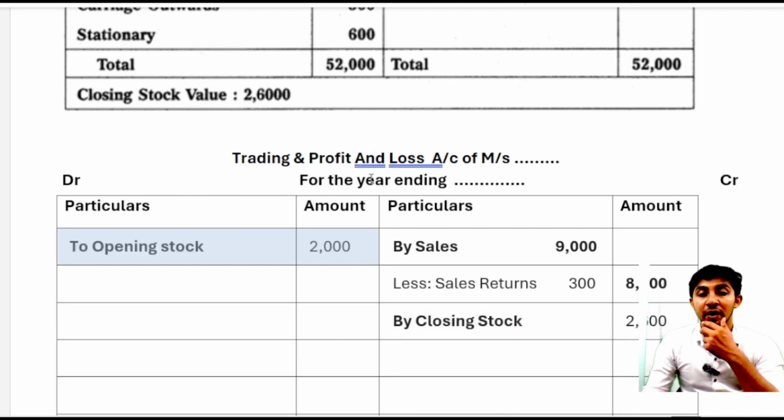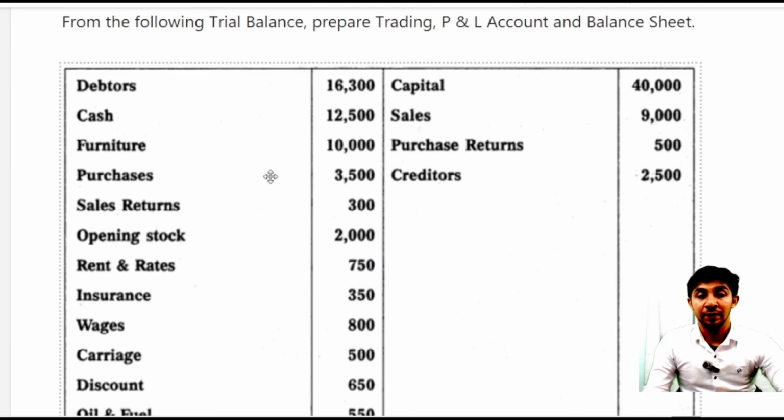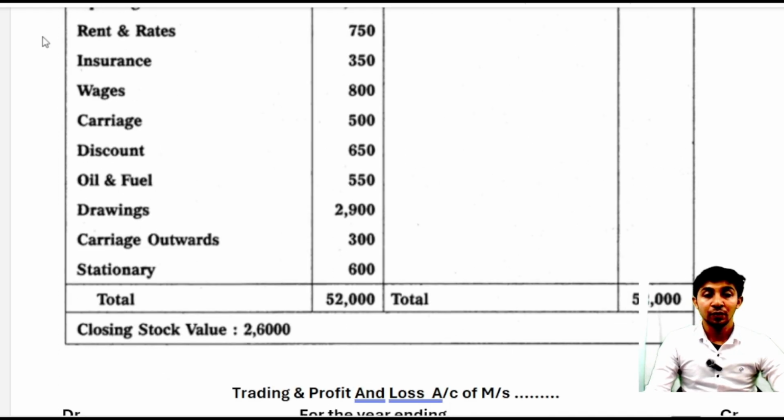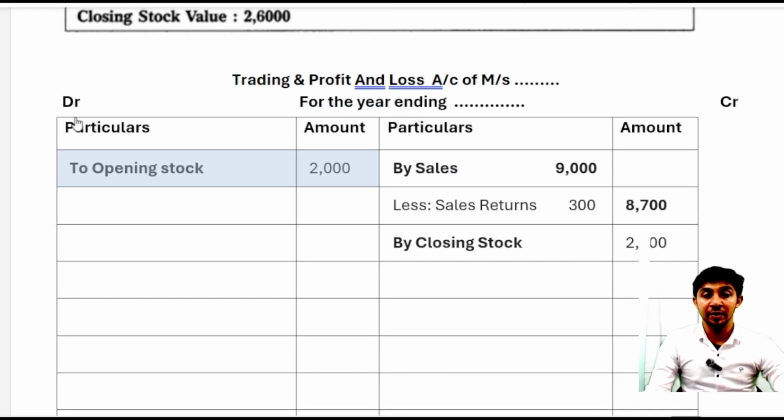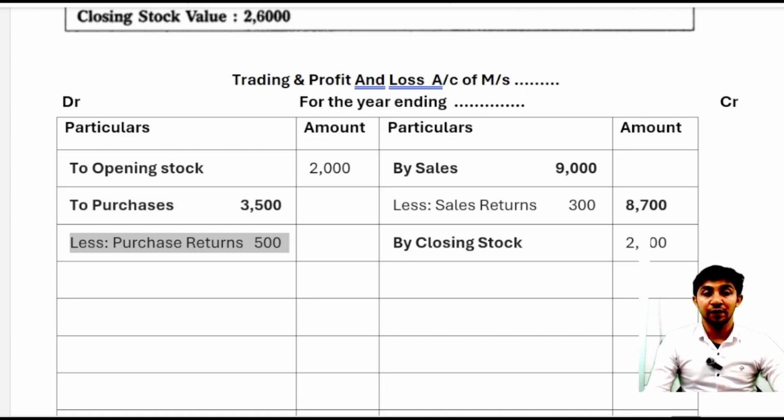The next permanent item is purchases. We get purchases on the debit side, that is here, and it is 3,500. From this purchases, we need to subtract purchase return, that is 500. So we'll move towards the debit side of the trading account and write purchases in the inner column, that is 3,500. From this 3,500, we subtract purchase return, that is 500. So the net purchases will appear in the outer column, that is 3,000.